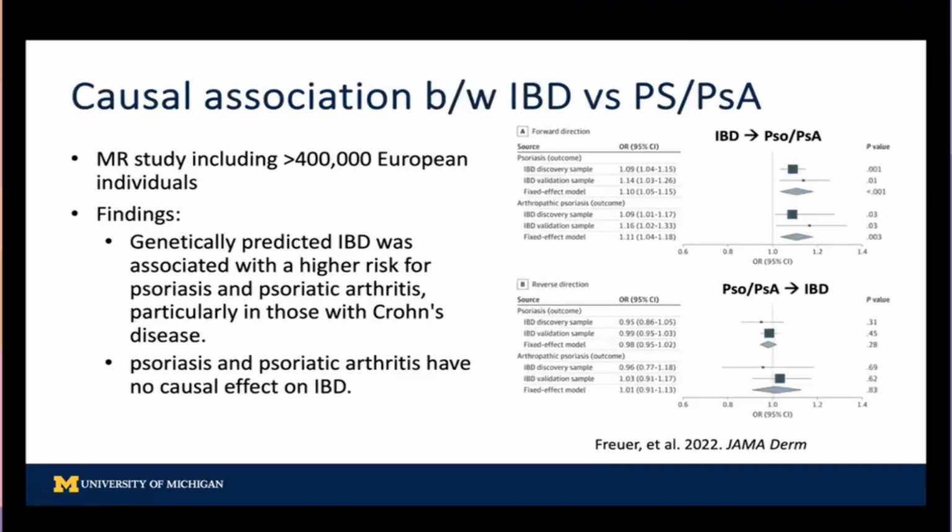A study published last year conducted this Mendelian randomization using over 400,000 European individuals, and they tried to use that to infer the causal relationship. What they found is that genetically predicted IBD, so using the genetic variants associated with IBD to model IBD as exposure, is associated with a higher risk of psoriasis and psoriatic arthritis, shown here in that figure. But on the contrary, when you use the genetic signals to model psoriasis and psoriatic arthritis, they do not find any causal effect on IBD.